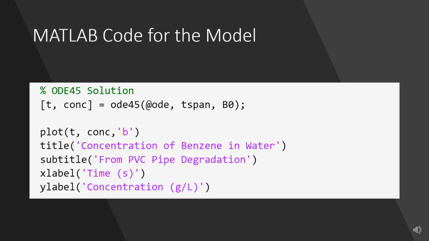With the outputs of t and conc, we can then go into plotting the data. Here, we use a basic plotting function where t is the independent variable and conc is the dependent variable. We then label the title of the plot as well as give the plot itself x and y labels, with time in seconds and the concentration in grams per liter.